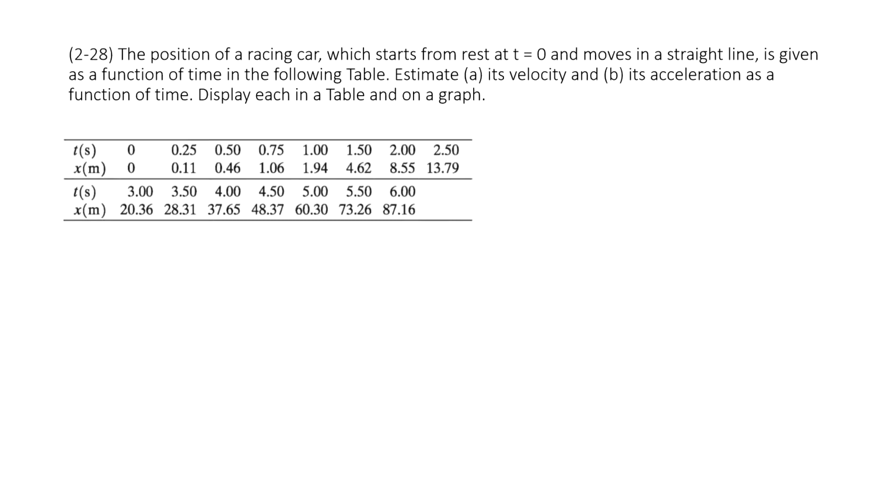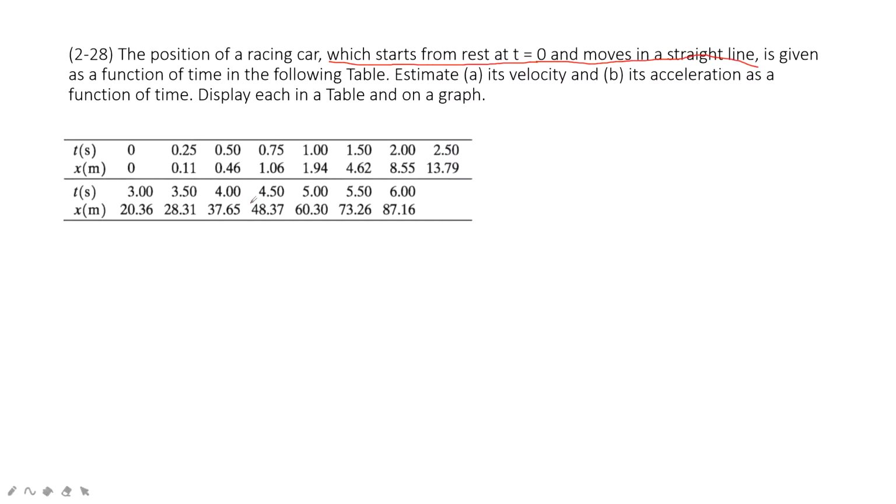Let's talk about problem 28 in Chapter 2. In this one, it gives us a list of data and asks us to find the velocity and acceleration as a function of time. So it tells us some very important information. It tells us the initial velocity, right? Because it starts from stationary and then it moves in a straight line.